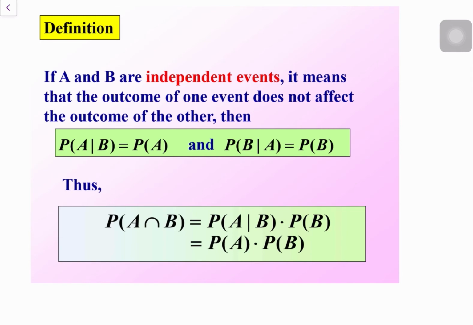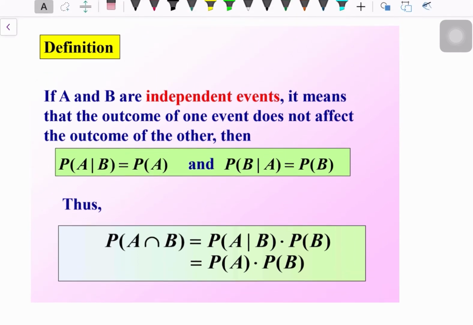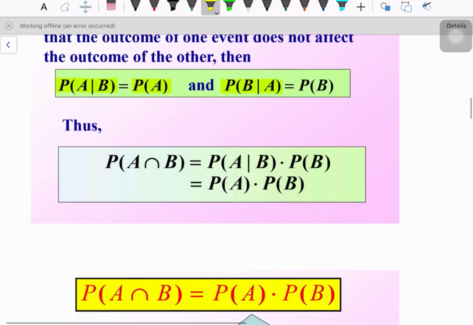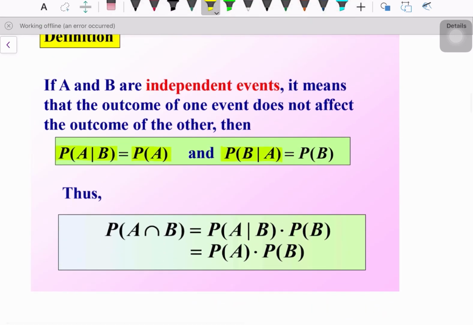Then, according to these definitions, if A and B are independent events, it means that the outcome of one event does not affect the outcome of the other. Then we can say that for a conditional event such as P(A given B), this is equivalent to the probability of A. And the same the other way around: P(B given A) is equivalent to P(B).